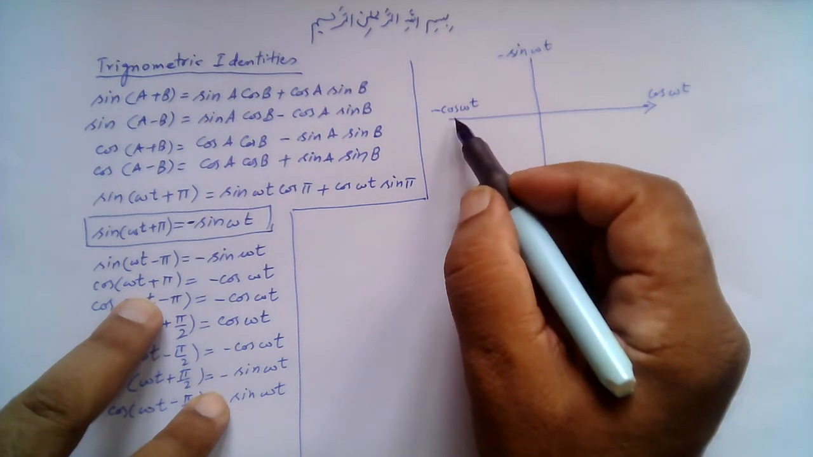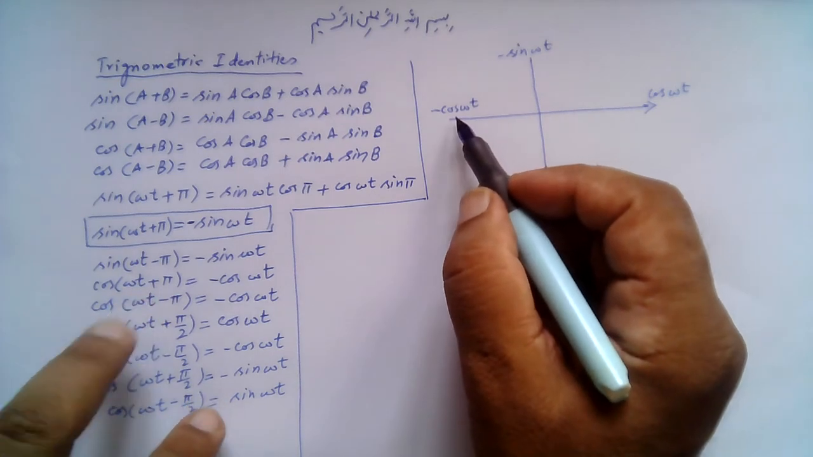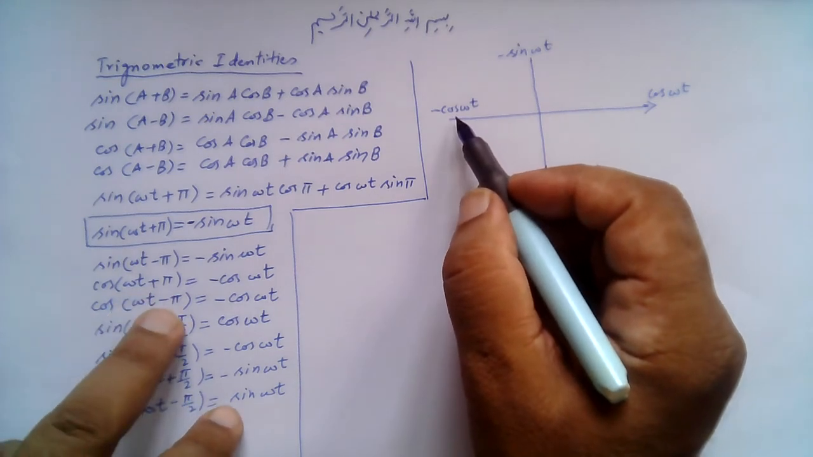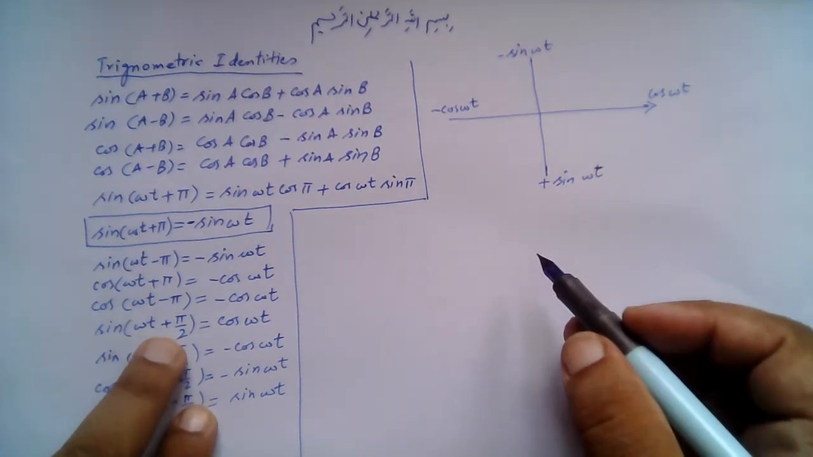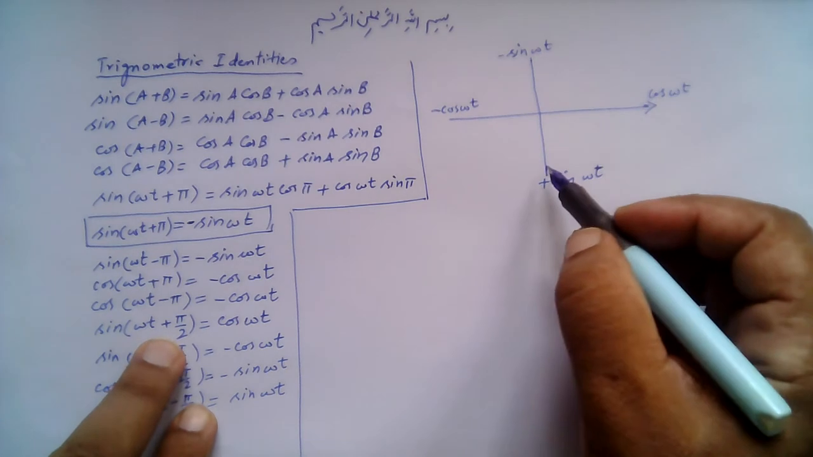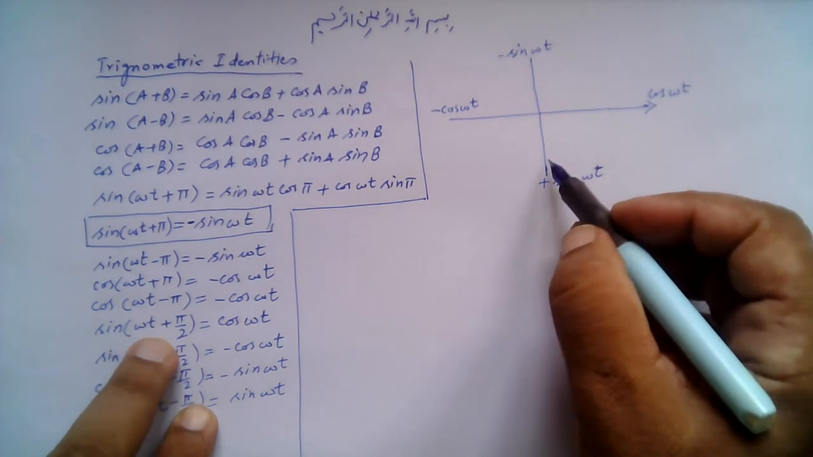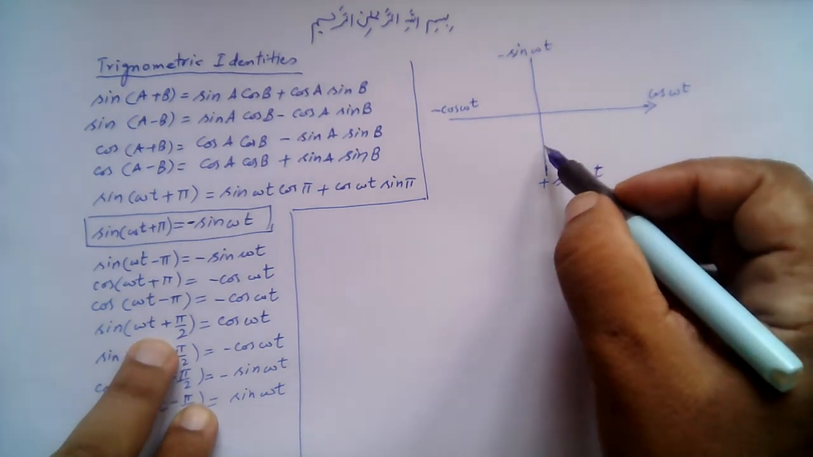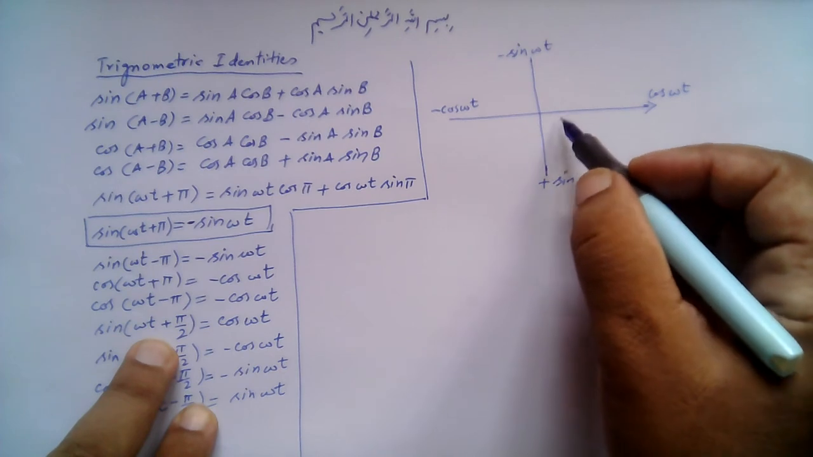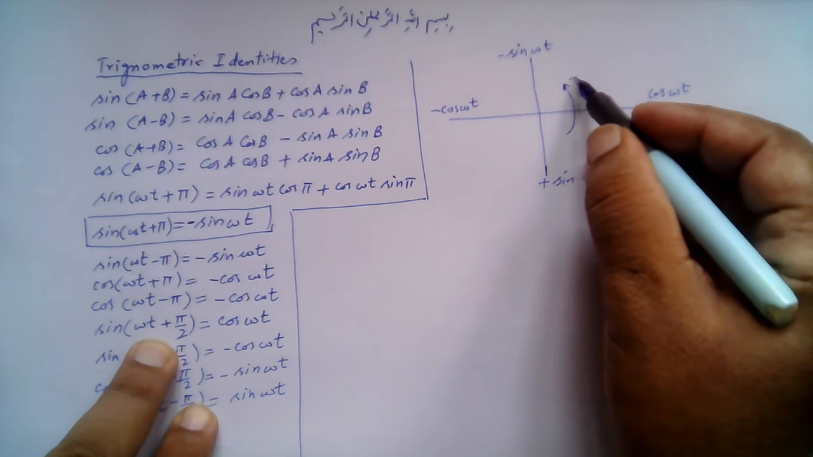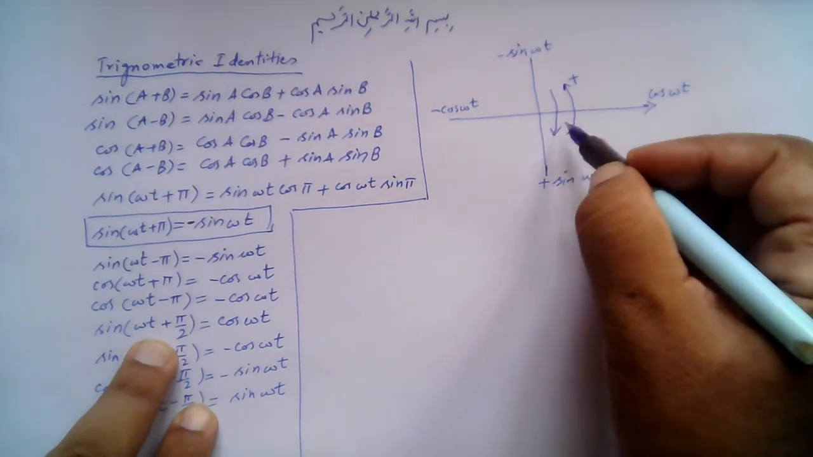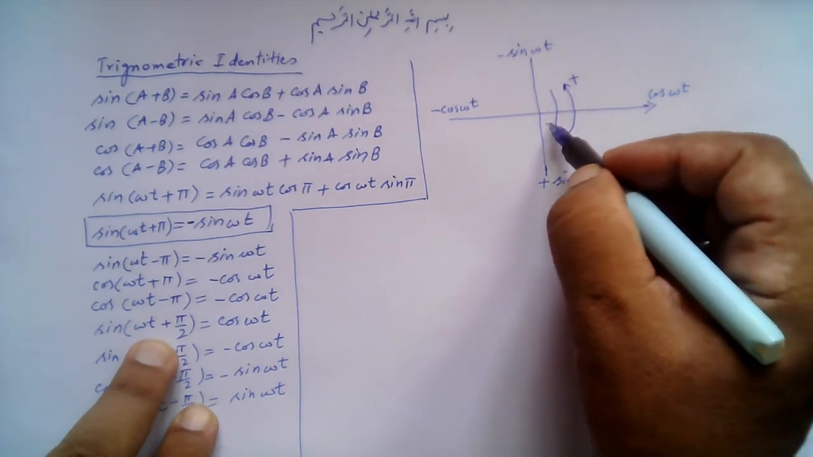We end at minus cosine omega t if we add or subtract pi. And in the case of plus pi by 2, we have sine omega t here and we are adding pi by 2. So if we are adding, we move in this direction, right? This is addition, addition is in this direction, and subtraction is in this direction.